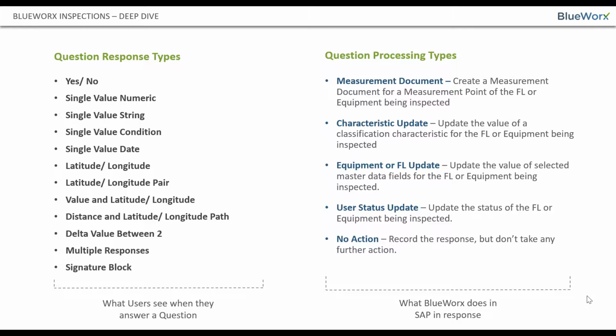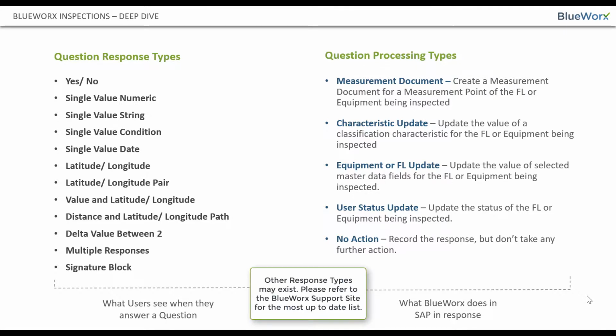Delta value between two: put two values in, and the response value is the difference between them. Multiple responses: you can go around, for example, and take the pressure on truck tyres if you didn't have individual measurement points for them, and just record them as a series of responses. It's not going to process anything in SAP in this case, but it does allow you to record the detailed results back in SAP. And lastly, a signature block where you can put your name, position in, and then sign the screen. That's particularly useful where you're dealing with external personnel.